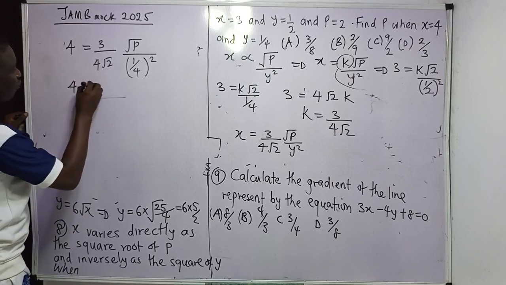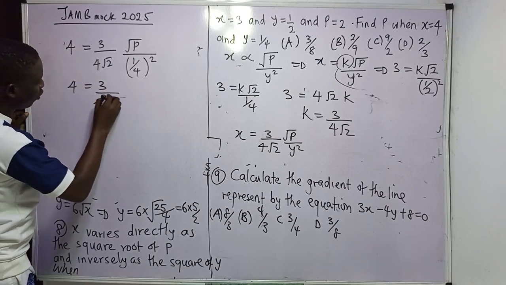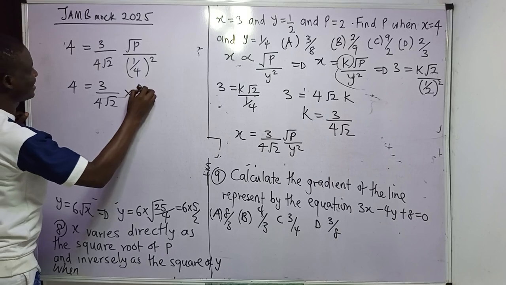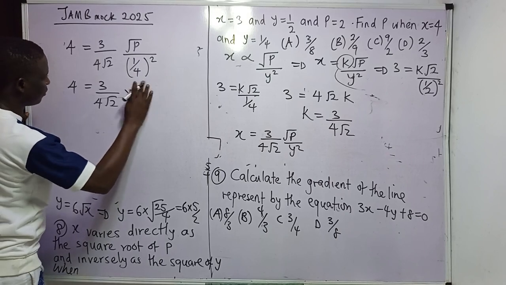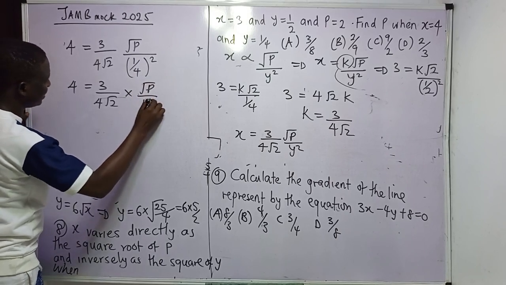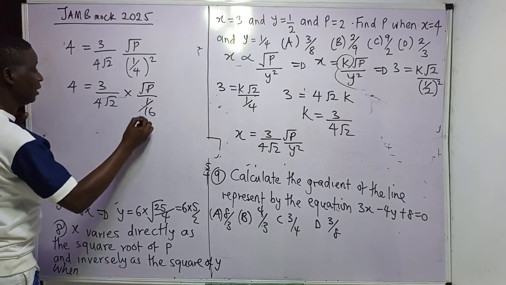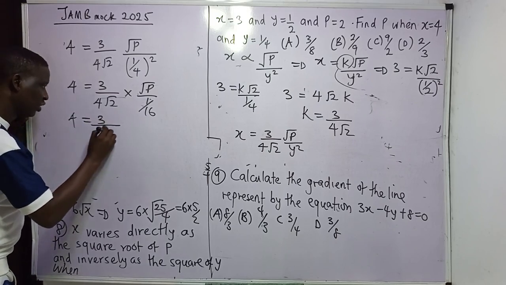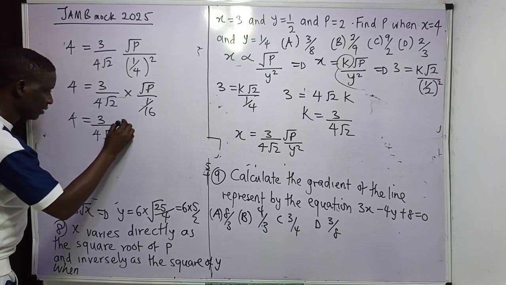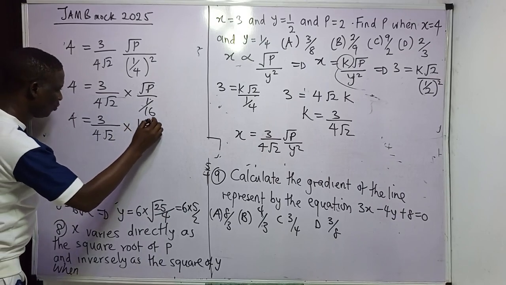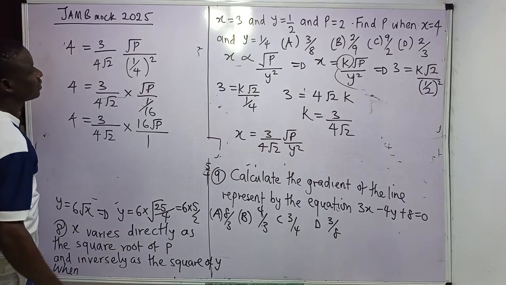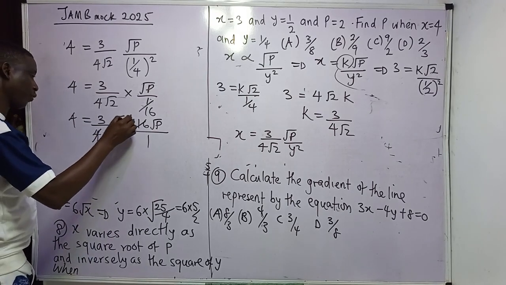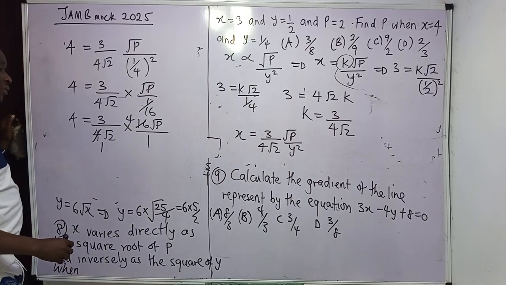So this one will have 4 equals 3 over 4 root 2 times what? This one will go up as 16. That means root P over 16, 1 over 16. So this one will go up as 4 equals 3 over 4 root 2 times 16 root P over 1. So that's what I would have. 4 here, 1, 4 here, 4. So what do we do now?